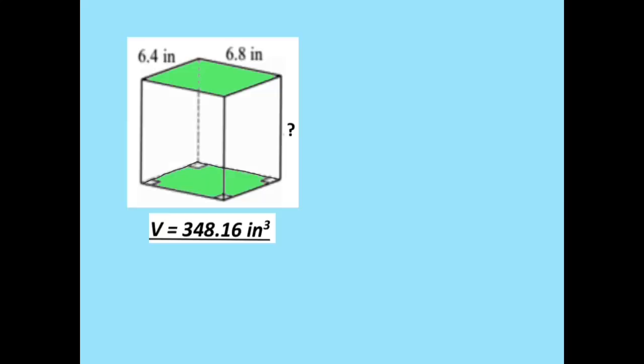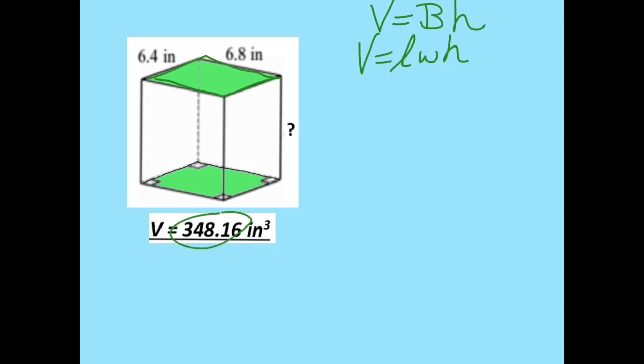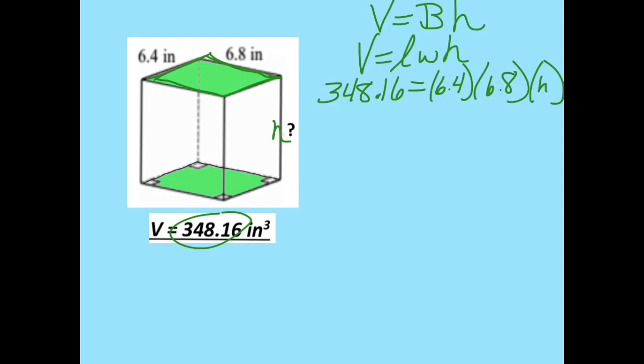Working backward with the volume formulas. Let's start with the prism. We start with V equals big BH, and we're going to replace the B with length times width because we have a rectangular base. Substitution step, plugging in for volume, plugging in for our length and width of 6.4 and 6.8, and we're solving for H, the height of the prism.